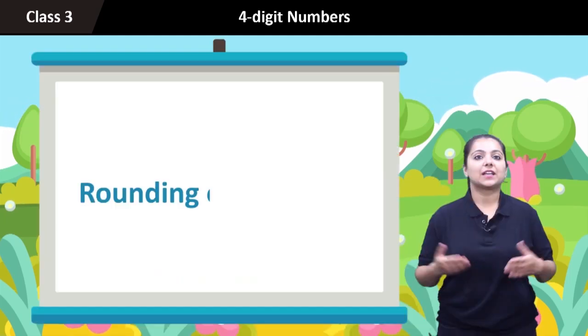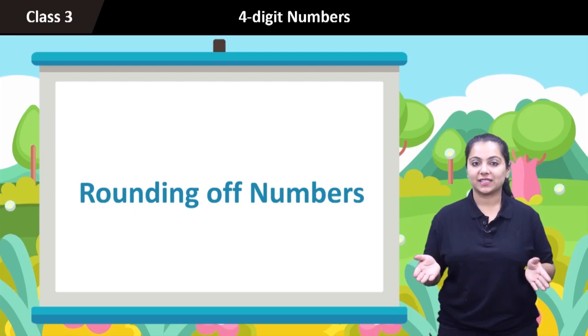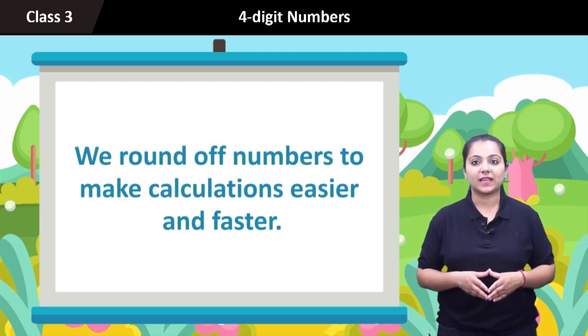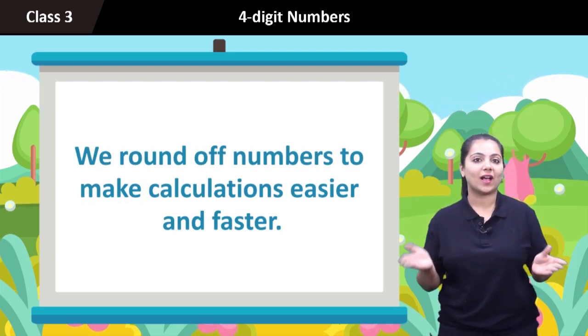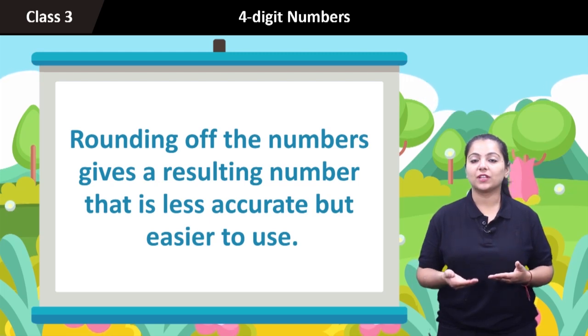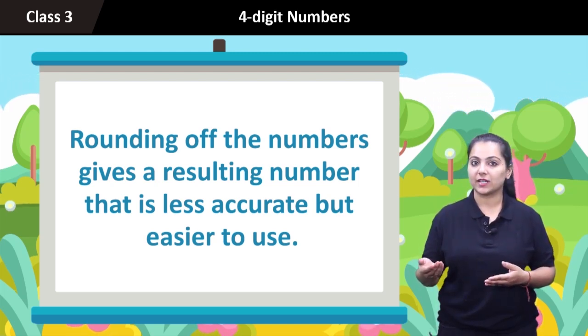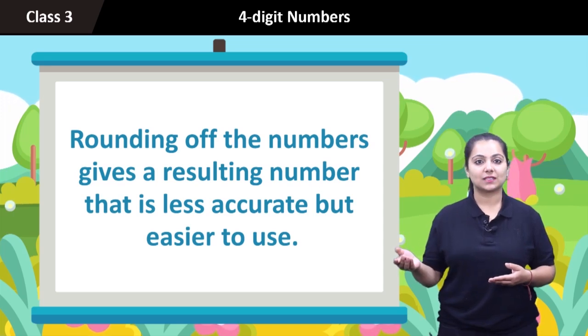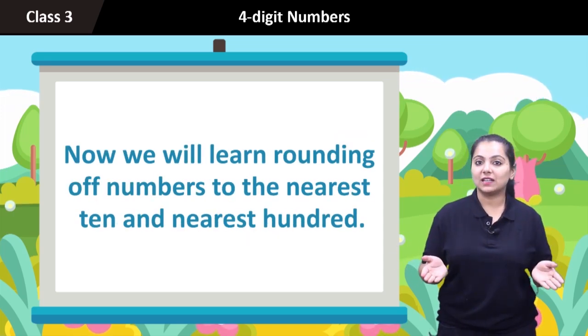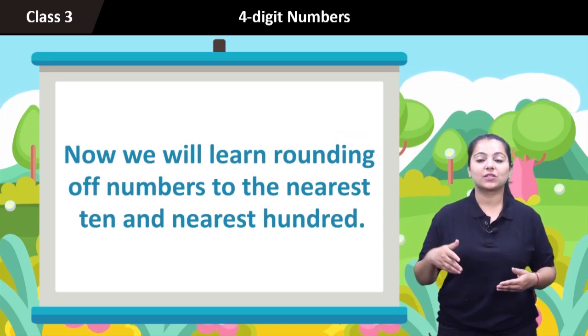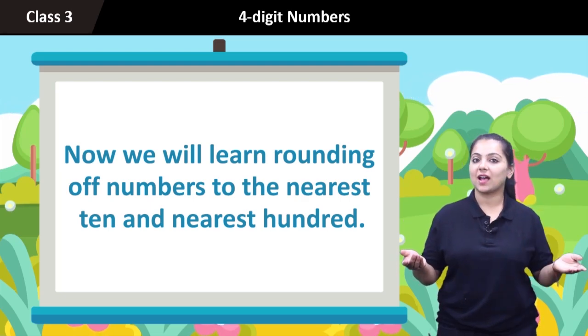6636. Rounding off numbers. We round off numbers to make calculations easier and faster. Rounding off the numbers gives a resulting number that is less accurate but easier to use. Now, we will learn rounding off numbers to the nearest 10 and nearest 100.